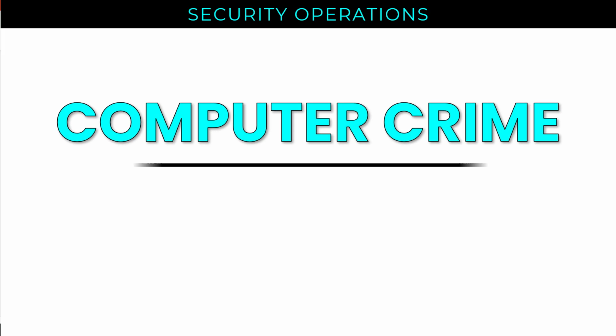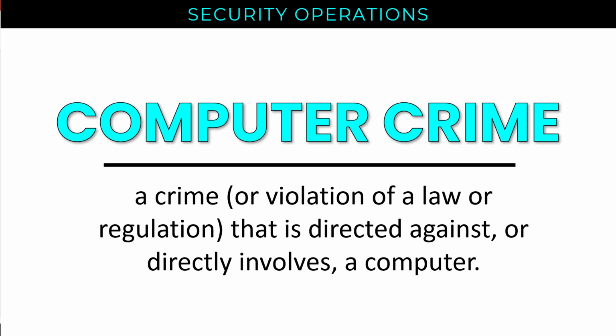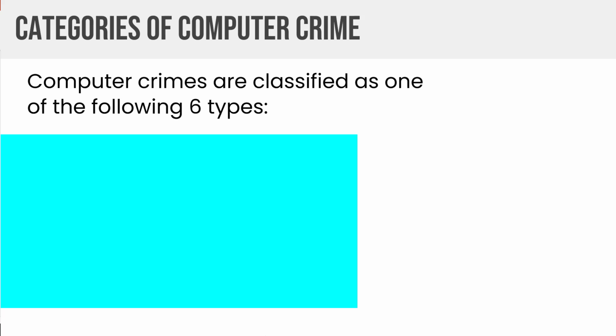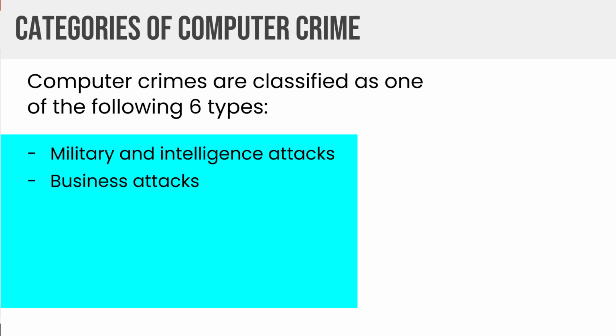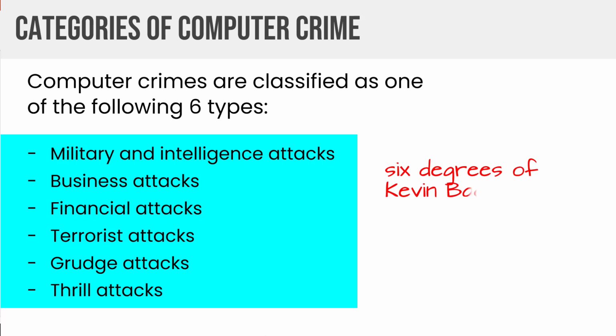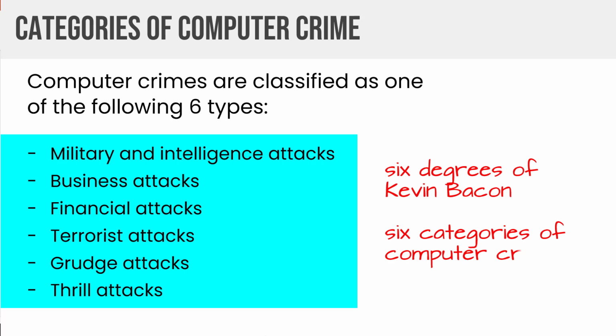So let's talk about computer crime for a moment. That's a violation of law or regulation that's directed against or directly involves a computer. There are 6 types of computer crimes. In a sense, these are categories of crime. We're not going to dig into specific countermeasures, but I wanted to make sure that you remember the core 6. You have military and intelligence, business, financial, terrorist, grudge, and thrill attack. So 6 degrees of Kevin Bacon, 6 categories of computer crime.